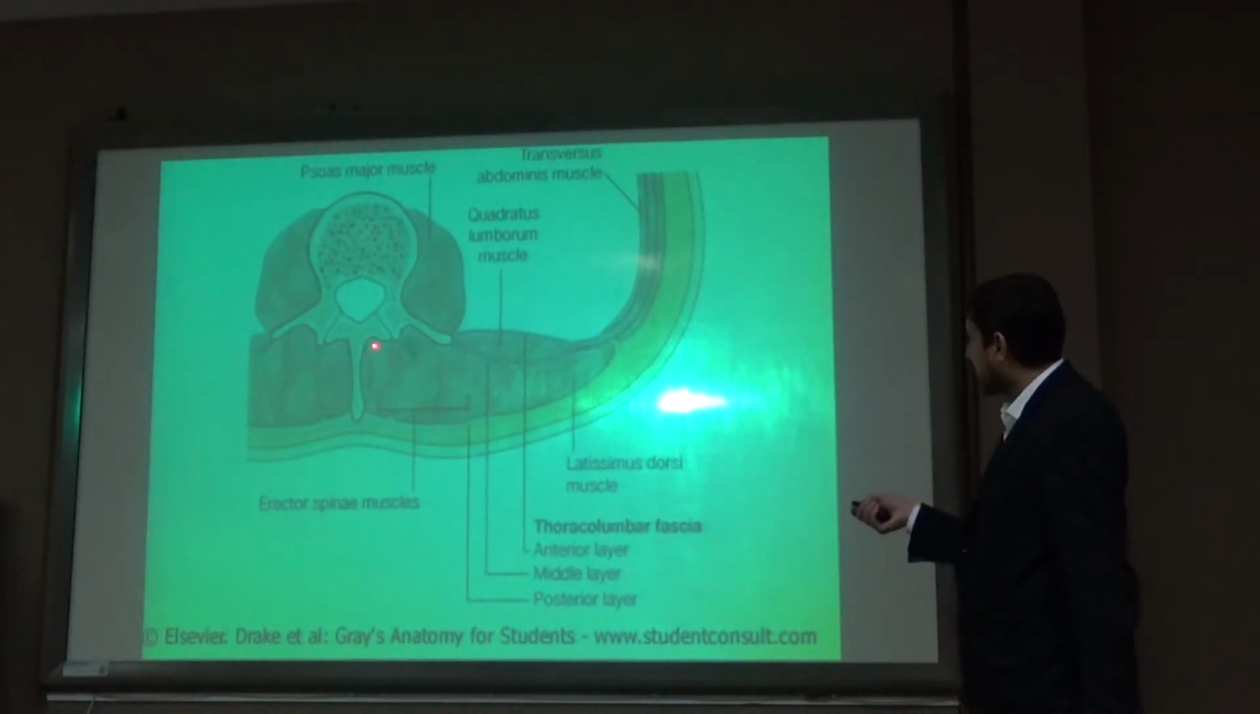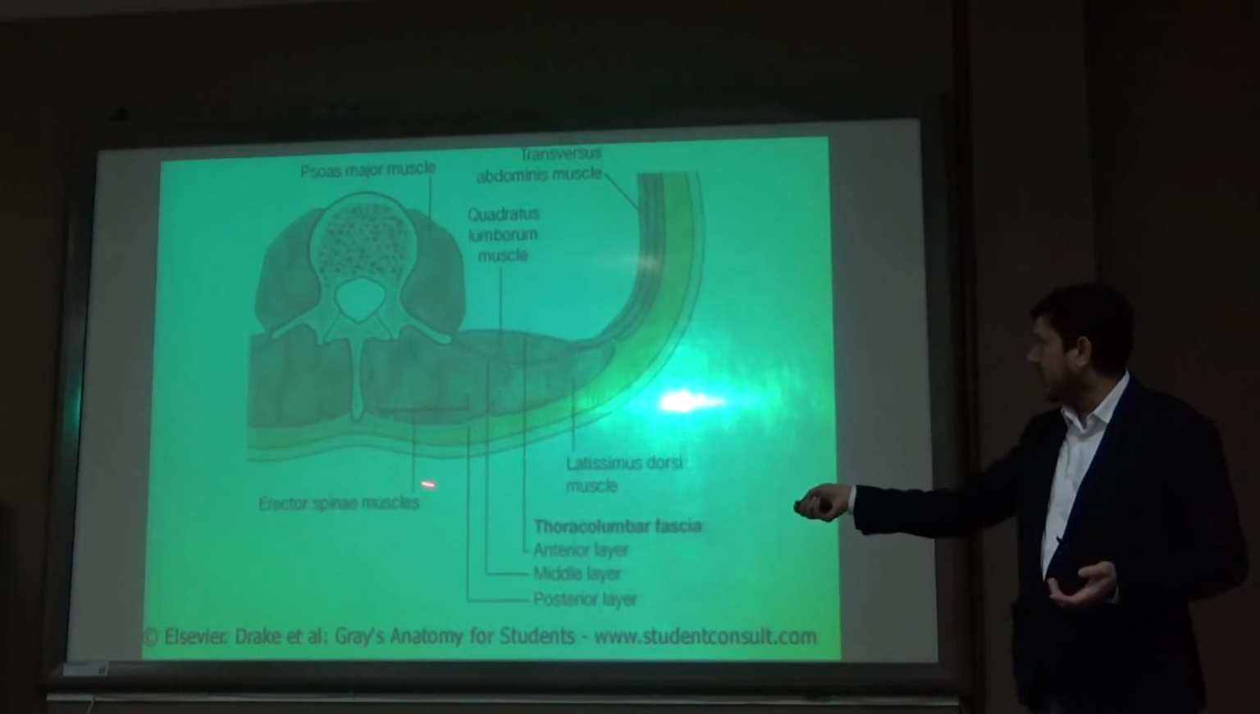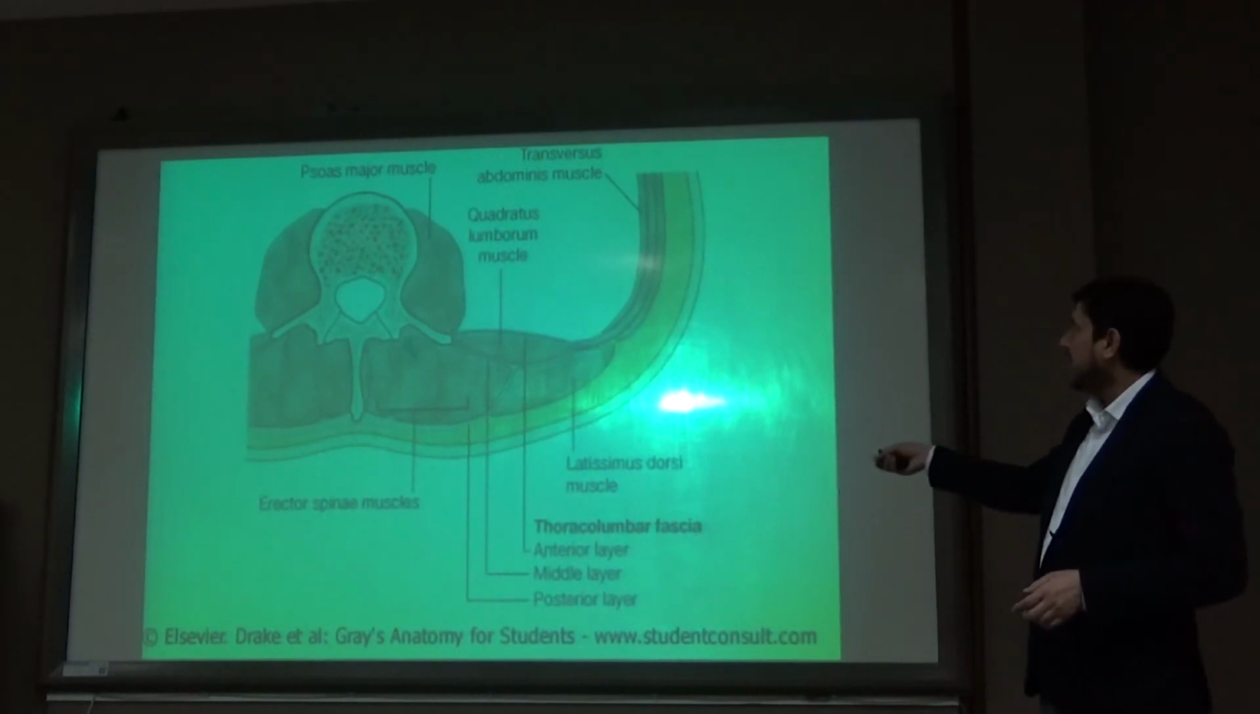Iliocostalis. Very good. What should be this one? Spinalis. What should be this one? Longissimus. Simple. So all these muscles are known as? These are the deep muscles.